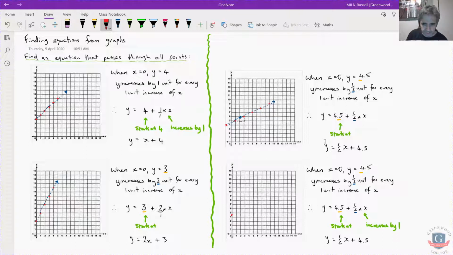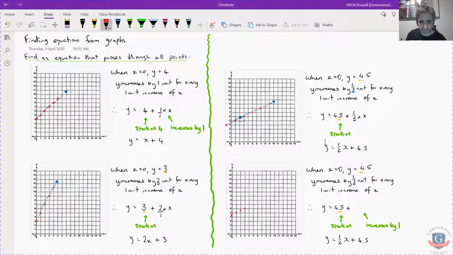Oh, I suppose we can do it by half. It's going to go from 4.5 to 5 for every 1 unit increase. So it's gone up half, it's gone across 1. That's what that said. It's going to go up half for every 1. So for every 1 unit of x, it goes up half. So we've got to be careful now, because that isn't going to be correct. So let's do something a bit easier then, because it's hard to work with halves. For every 2 units it goes across, it's going to go up 1.